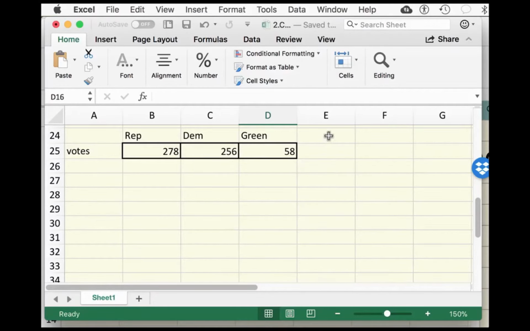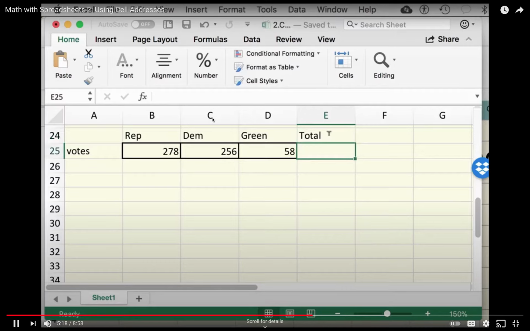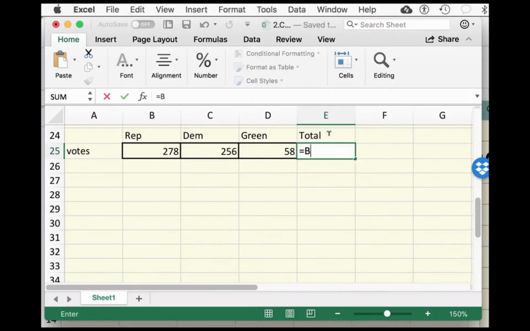So what we have to figure out, we have to get the total of all three of these. In this case, it's going to be cell B25, cell C25, and cell D25 all added together. As you see here, we add B25 and C25 and D25. And that's a total of 592.